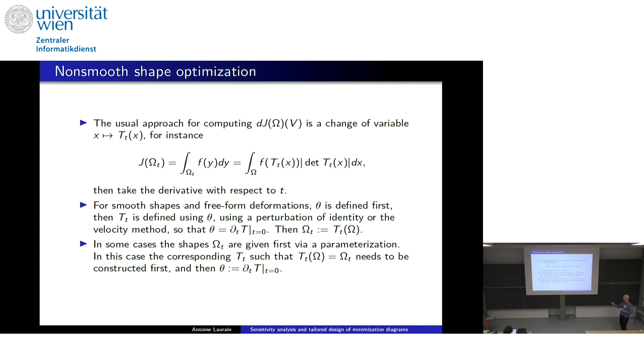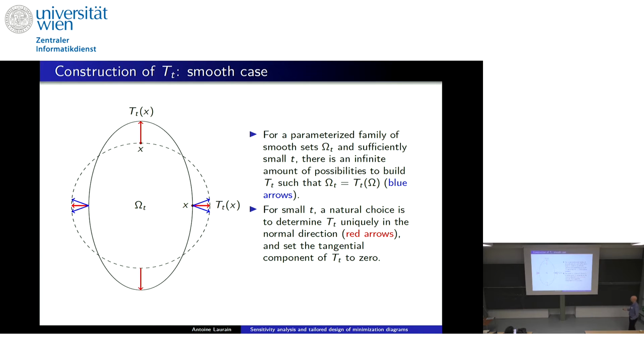But there are some cases where the shapes are given first via a parameterization. So in this case, the omega T is prescribed, it is already given. So if we want to compute the sensitivity, somehow we need to describe this capital T that corresponds to the omega T so that we can compute the derivative. This is what happens with this sensitivity analysis of minimization diagrams. So we need to have a description of the capital T to compute the derivative. And I'm not going to show any technical details of how it's done. I'm just going to explain the main ideas.